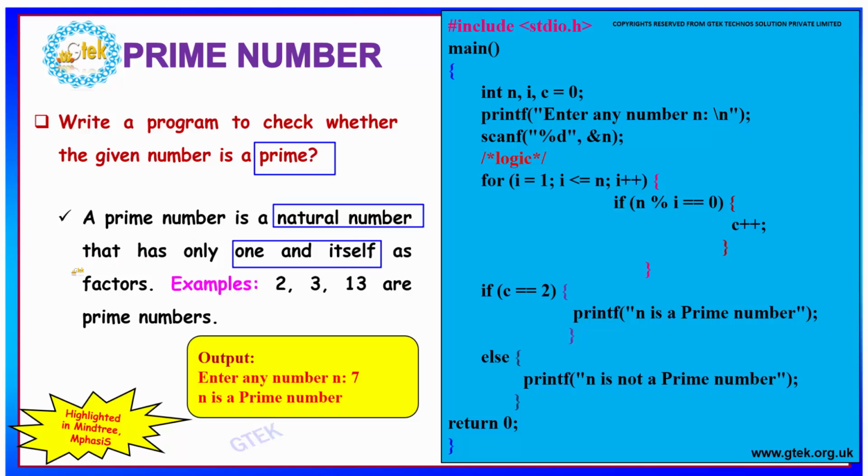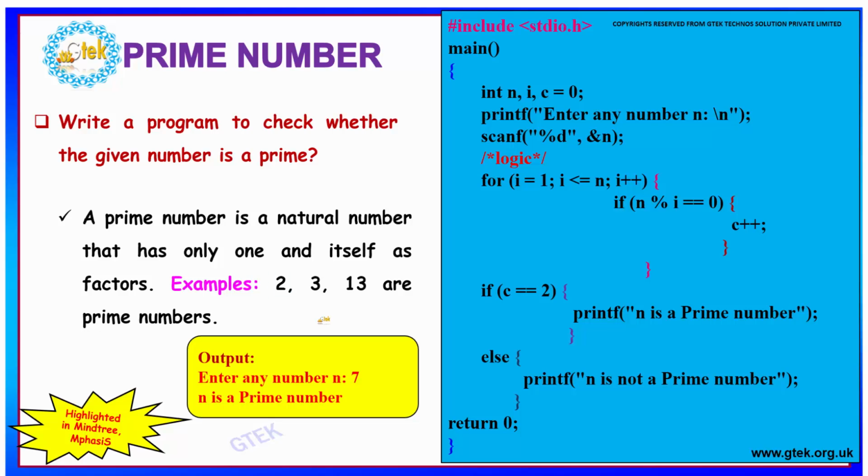If you take a few examples of prime numbers, say 2, 3 and 13, they are prime numbers because they are divisible only by 1 and themselves. In the case of 2, only 1 and 2 are the multiples or the factors.